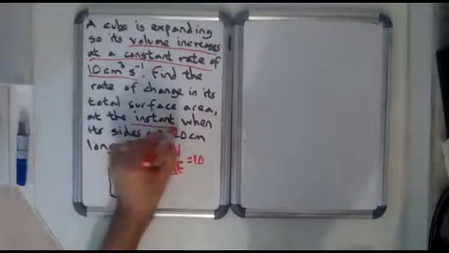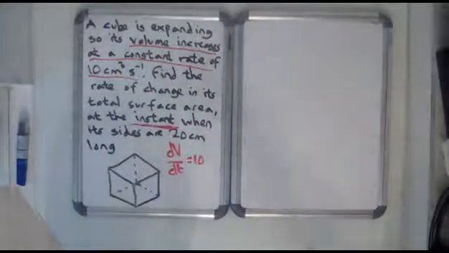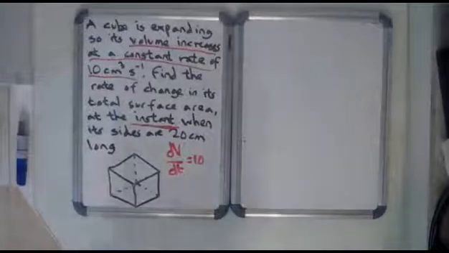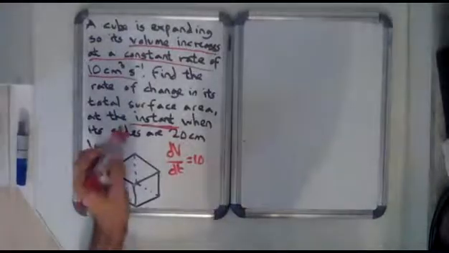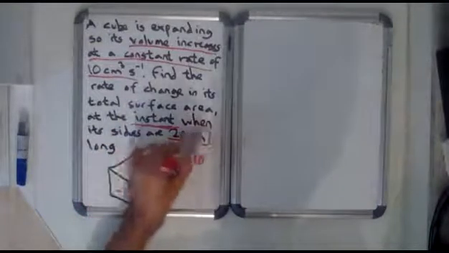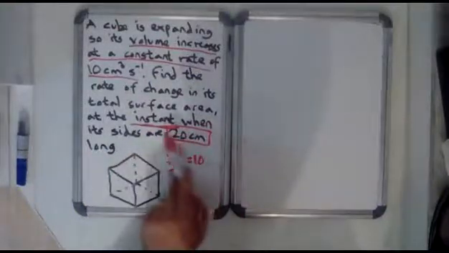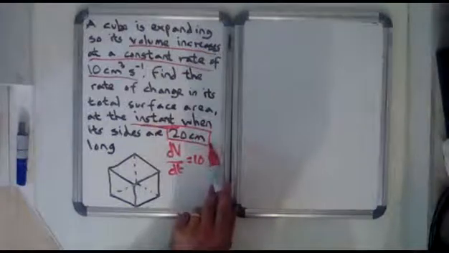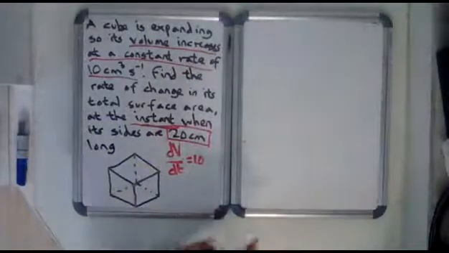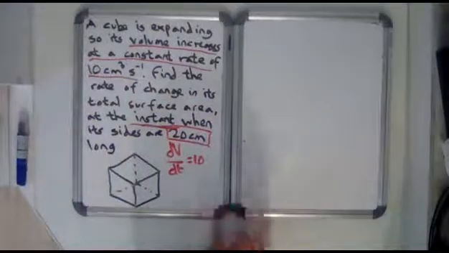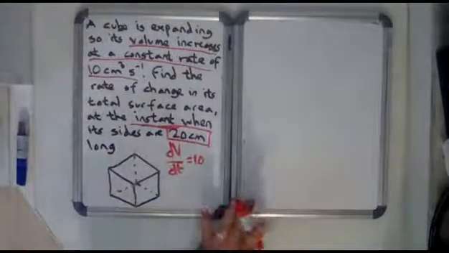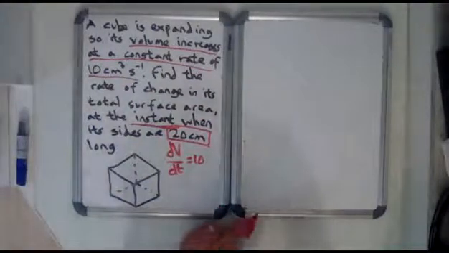Find the rate of change in surface area at the instant when its sides are 20 centimeters. When you talk about the instant, firstly, that makes you think we're talking about related rates, and secondly, this 20 is not going to be substituted until the end. So if we talk about an instant, we don't use that until later. We can't build a model around sides being 20 centimeters long. That's just a value we can use at the end.